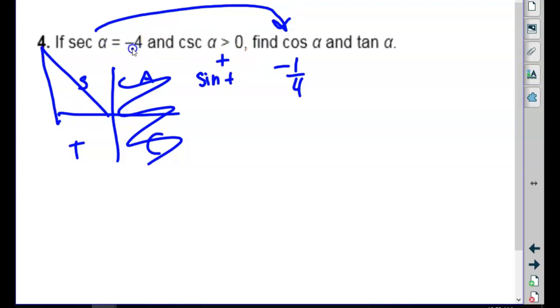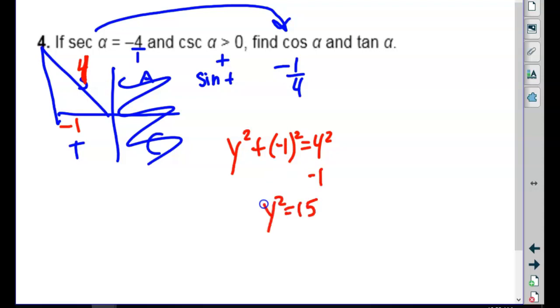All right, the secant is negative 4/1, so hypotenuse, can I put a negative 4 on the hypotenuse? No, hypotenuse is always positive. Cosine would be negative 1 here. When I do Pythagorean theorem, I get square root of 15, because it's y squared plus negative 1 squared equals 4 squared. So this is just 1. So y squared equals 15. Square root of 15. It's got to be smaller than 16, right? Because 16 is the hypotenuse squared.